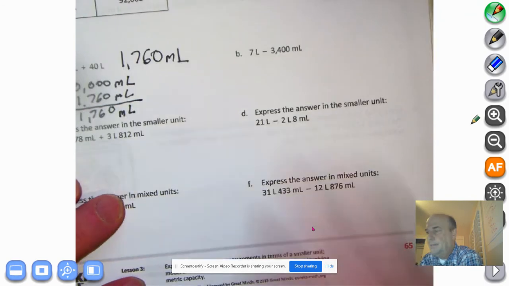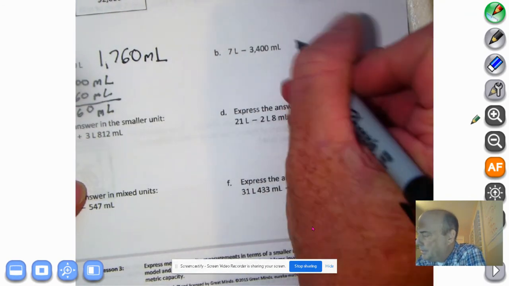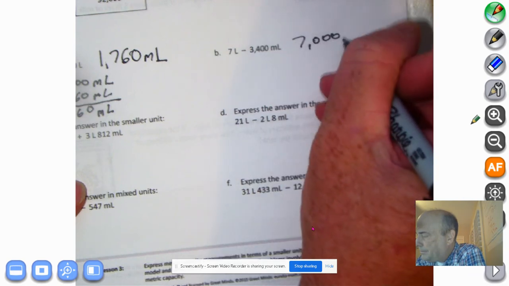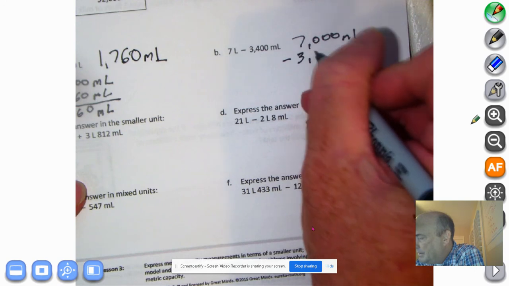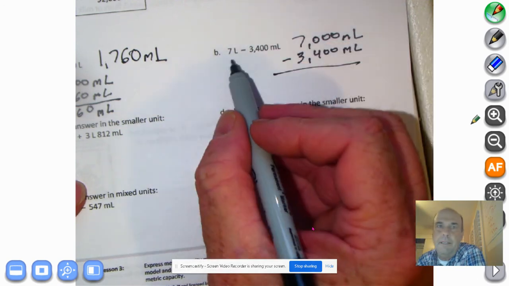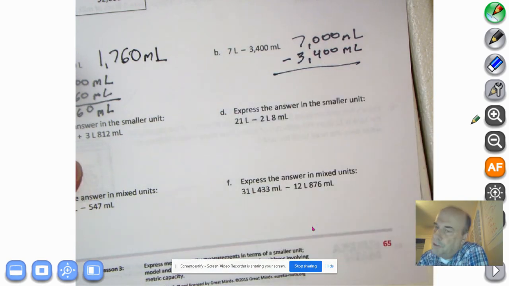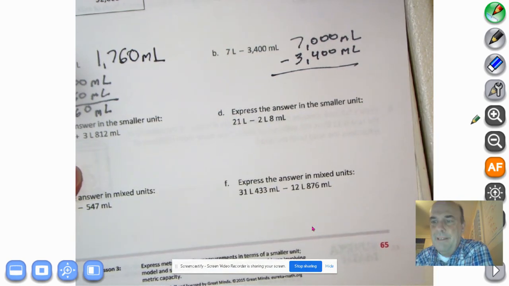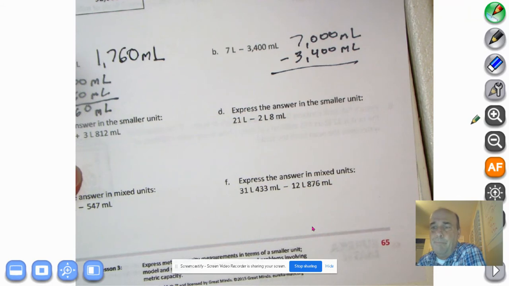Let's continue on. I see math decomposing up ahead. We have 7 liters. Let's change them into milliliters, and we're going to subtract 3,400 milliliters. See what we did? We took the 7 liters and made them 7,000 milliliters. That's Mr. Leggett's favorite way to simplify. I hope it's yours too. Seems to make the most sense to me. All right, go ahead and pause the recording and give it your best shot.